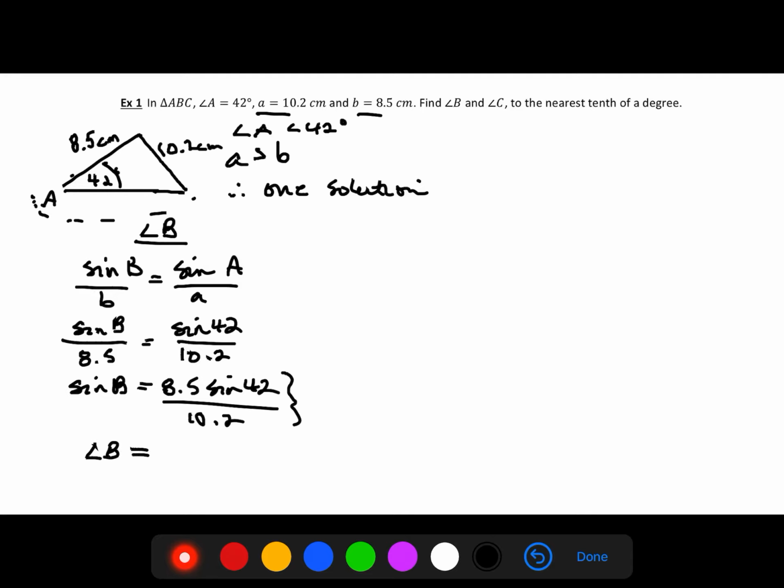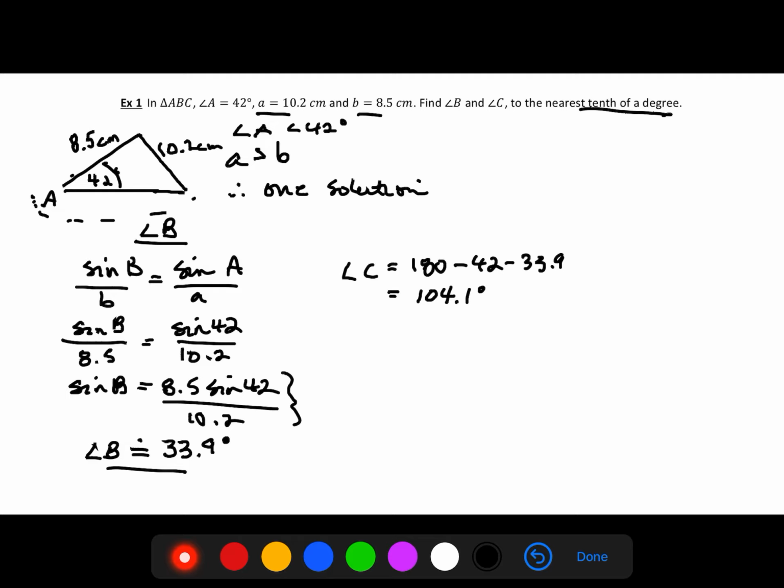Remember that what we're going to get when we multiply this portion is a decimal. It can't be greater than 1. We do our inverse sine to find angle B, and we can round to the nearest tenth. The question tells us to the tenth of a degree. So angle B is 33.9 degrees.